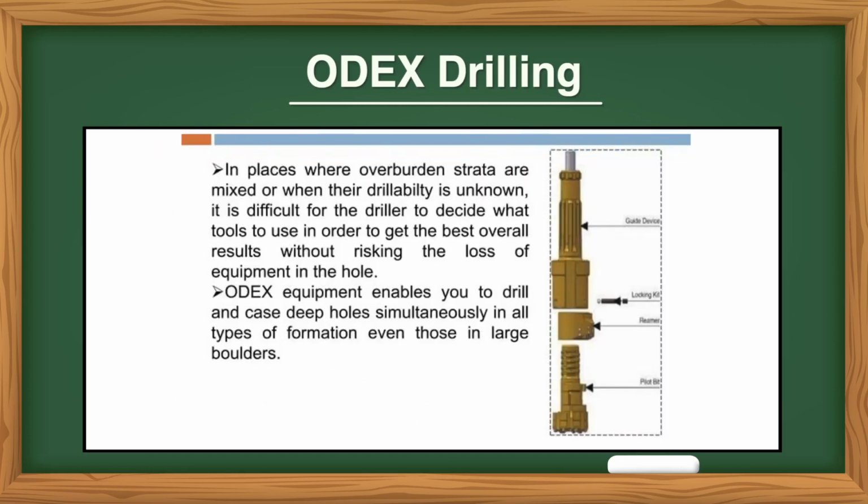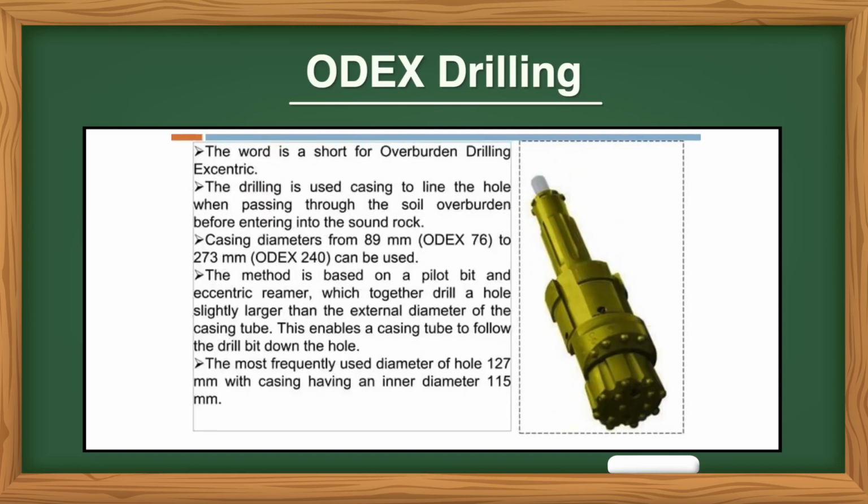In places where overburden strata are mixed or when their drillability is unknown, it is difficult for the driller to decide what tool to use in order to get the best overall result without risking the loss of equipment in the hole. Odex equipment enables you to drill and case deep holes simultaneously in all types of formation, even those with large boulders. The word is short for overburden drilling.